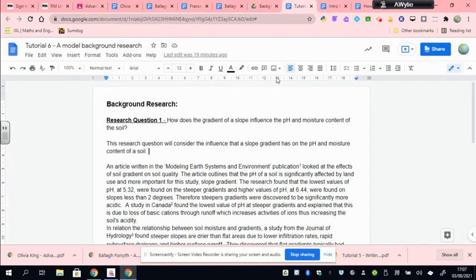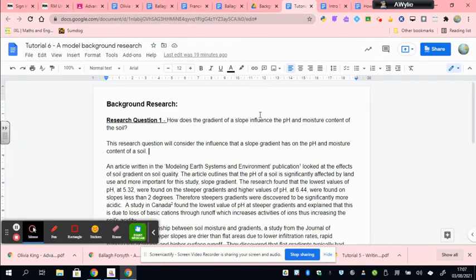Okay, let's have a look at a model background research. Now, first thing is, there's your heading for the chapter. It should always be on a new page, nice big 14 font, much bigger than the rest of the text, so it stands out. And you should never start a new chapter a third or halfway down a page. You should always take a new page for a new chapter.